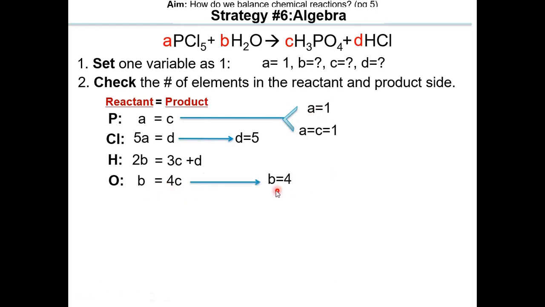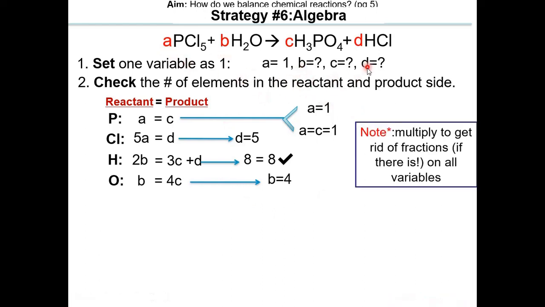Now we got A, B, C, and D. We can plug into this equation to double check our answer. 2 times 4 is 8. 3 times 1 is 3, plus 5 is 8. So 8 equals 8, so it checks out. So everything is balanced now. Here are the variables for the coefficient of each substance.